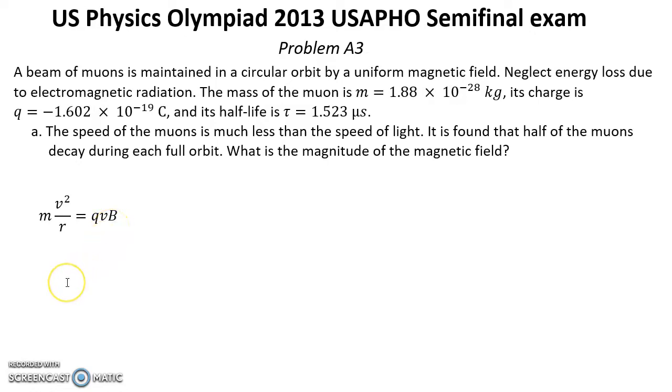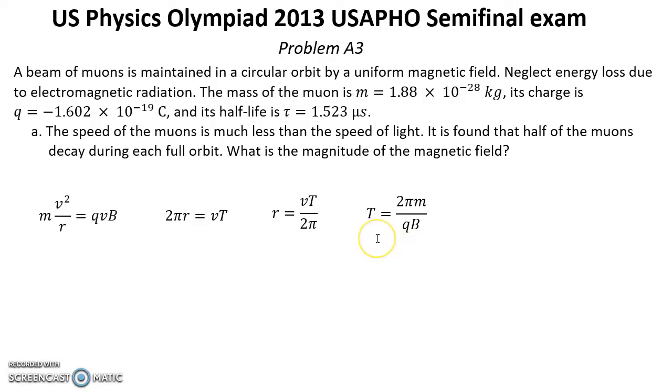And also we can write the formula that the total distance of the orbit is equal to speed multiplied by period. Now we can put the radius, which is vT over 2 pi, into this formula. From here we can find the period. Period equals 2 pi m over qB, so it does not depend on velocity.